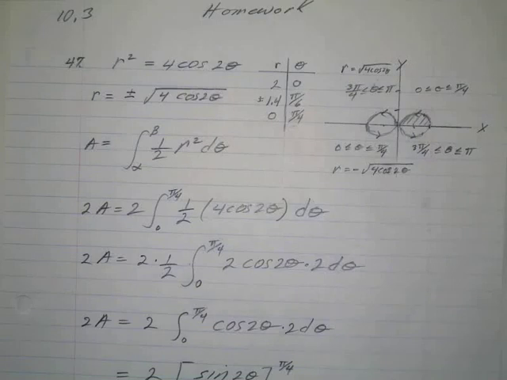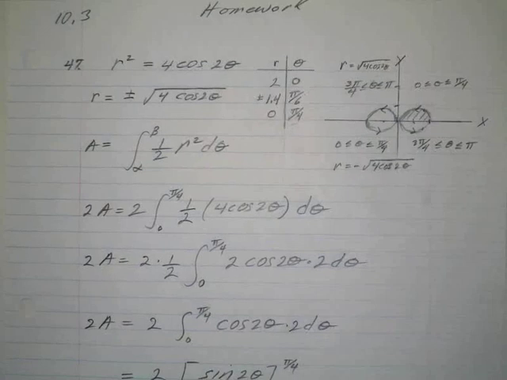Okay, more problems with 10.3. This is number 47. We want to find the area of the region inside one loop of the lemniscate r squared equals 4 cosine of 2 theta.